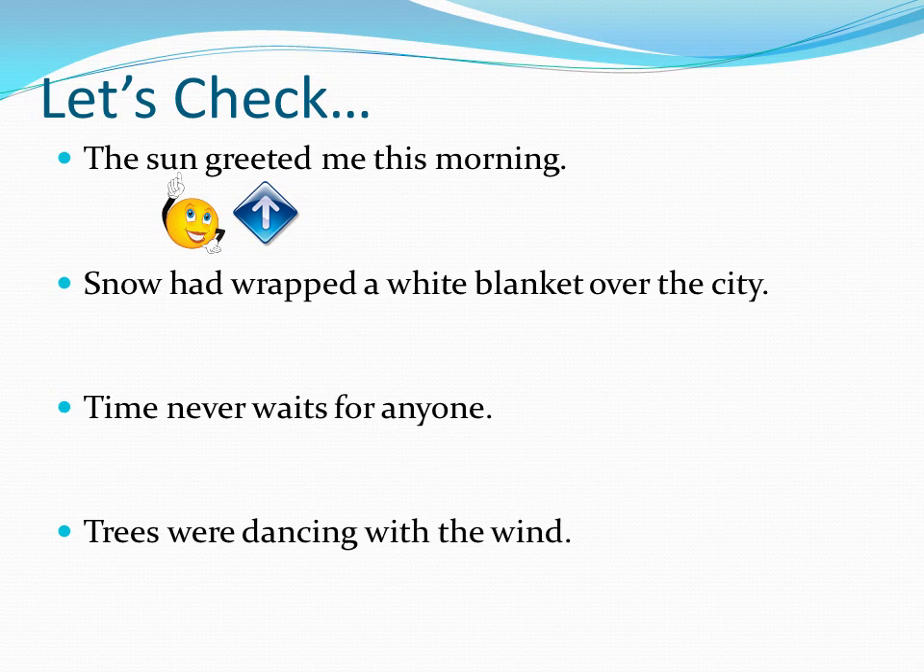In our next sentence, "Snow had wrapped a white blanket over the city," the object being personified is snow. And what did it do? Well, it wrapped a white blanket over the city. In our third sentence, "Time never waits for anyone," the object that's being personified is time. Time doesn't do this. What does it do? It never waits for anyone.